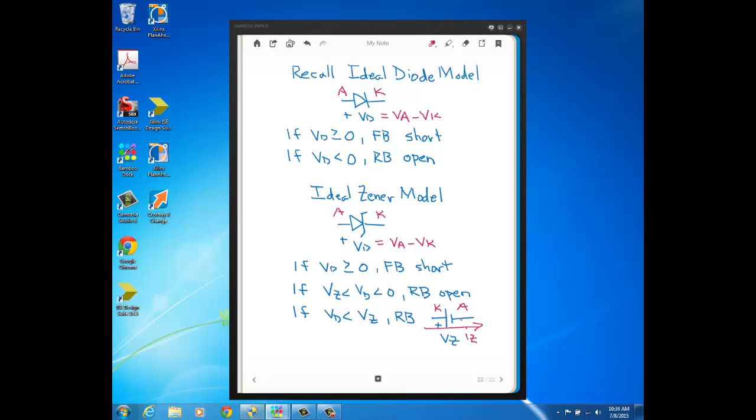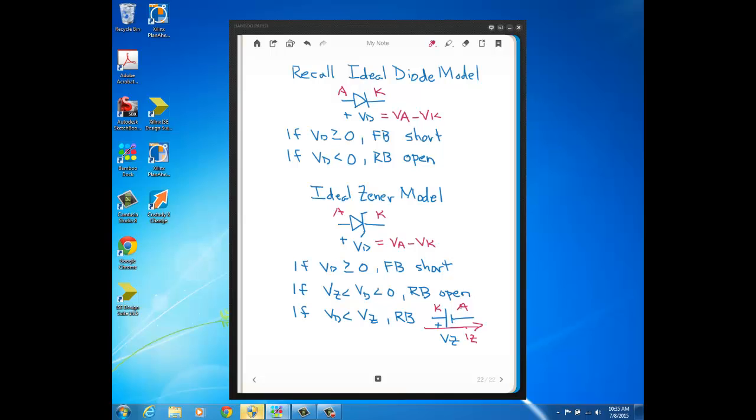No kind of diode, whether it's a regular diode or a Zener diode, no matter what type it is, can supply power. So you're always going to have current flowing from the higher voltage end to the lower voltage end, whether it's forward bias or reverse bias.